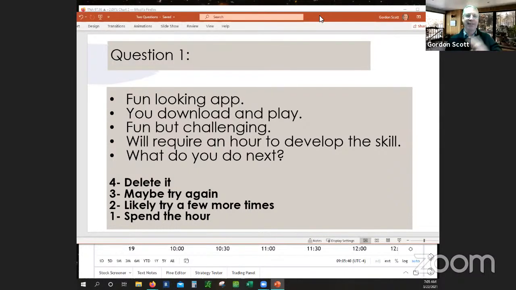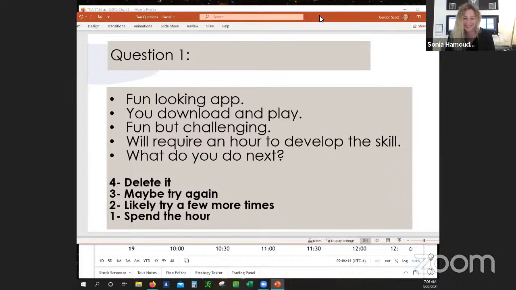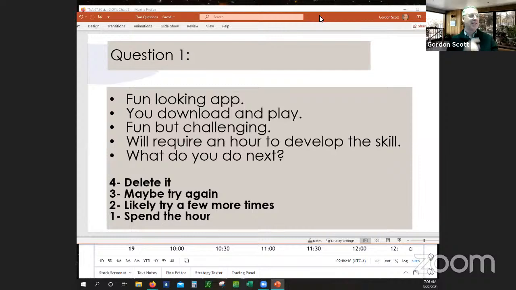Do you just delete it? Say, I am not going to waste an hour of my life on that thing. Or do you say, well, I'll try it again, see if maybe I get a different impression of how much skill I could build up. Or you will likely try a few more times because you do kind of want to build the skill. Or you say, no, that's it. I'm going to spend the hour. I'm going to get good at this game because it's fun, and I can see that if I got good at it, it would really pay off. Which of those 4 is more like your personality? I don't like games. I'm sorry. Delete it. Okay, so you would say a 4, delete it.